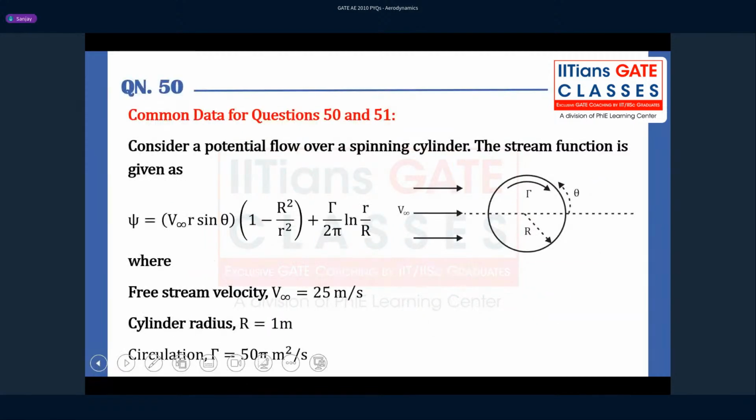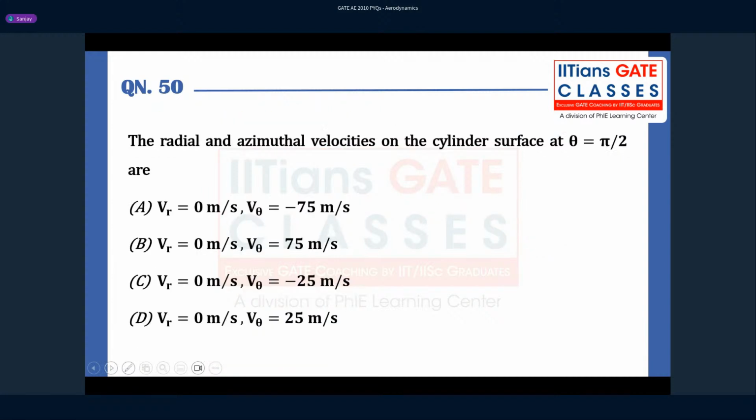The next question is based on potential flows over a lifting cylinder. So they have given you potential flow over a spinning cylinder. You have a cylinder which spins. You have given it a rotation. Stream function is given to you. The free stream velocity is given. The radius of the cylinder is given. And the circulation is also given. Let's see what is the question. The question is about radial and azimuthal velocities on the cylinder.